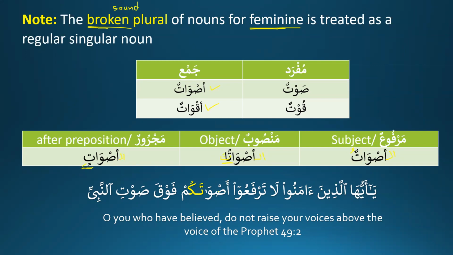So now if you look at the example of the verse of the Quran, أعوذ بالله من الشيطان الرجيم يا أيها الذين آمنوا لا ترفعوا أصواتكم فوق صوت النبي. Now here, لا ترفعوا, we know that this is فعل النهي, and after فعل النهي the noun is always mansoob, and aswat is mansoob over here, and here it is mansoob with fatha, not with kasra.